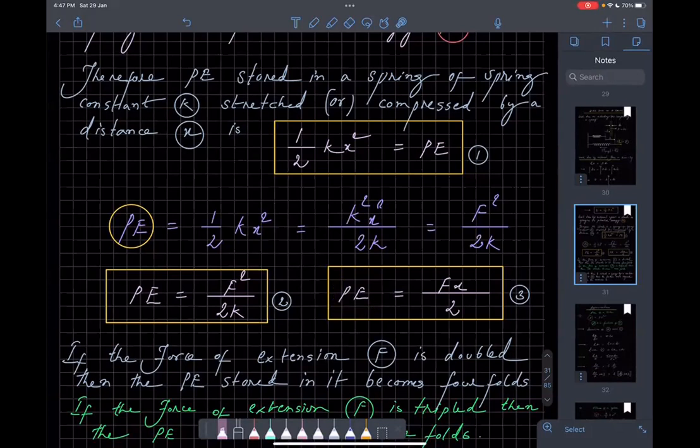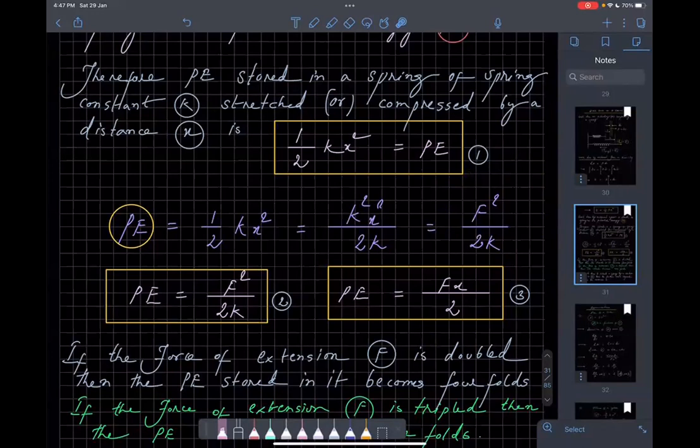How? You can write this as what? Half into kx means f we can write. kx is f, right? Half into kx into x. So this is f, right? So it is f into x by 2. So this is also the formula.